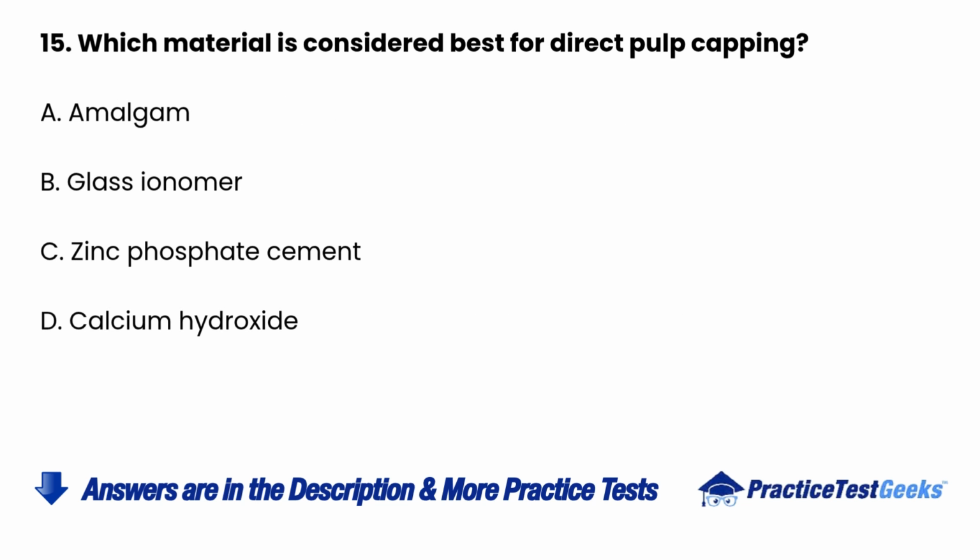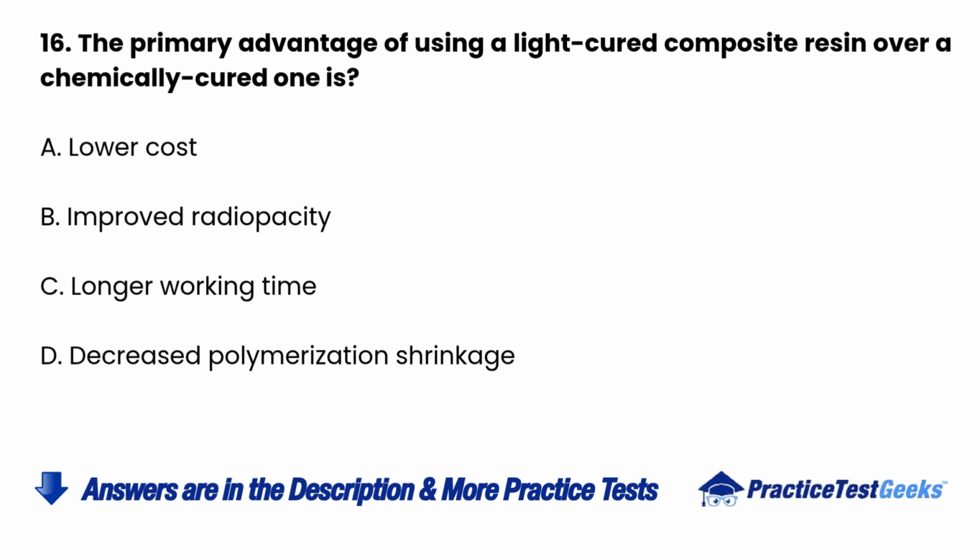15. Which material is considered best for direct pulp capping? A. Amalgam. B. Glass ionomer. C. Zinc phosphate cement. D. Calcium hydroxide. 16. The primary advantage of using a light-cured composite resin over a chemically cured one is A.